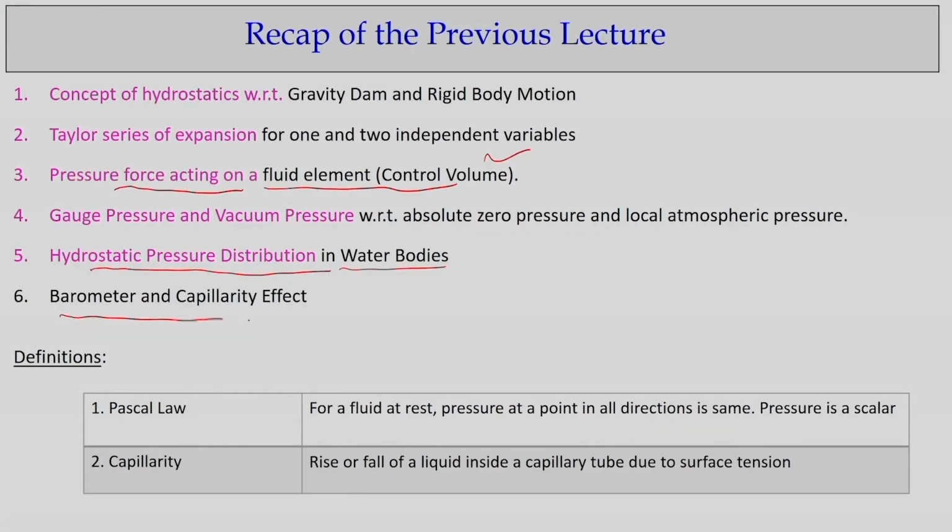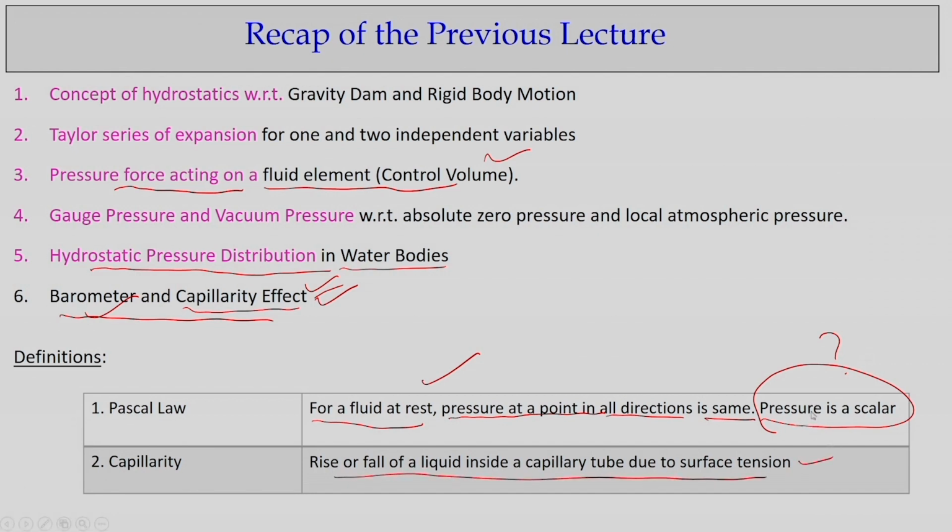And we also told you how the simple capillarity effect is considered for mercury in a tube to measure atmospheric pressure, that is a barometer, and how this capillarity effect we also computed using the control volume concept, not simply equating the force components. We also discussed Pascal's law, that the pressure at a point is the same in all directions when fluid is at rest. That means pressure is a scalar quantity, it does not have direction, and the capillarity concept we discussed with respect to surface tension.